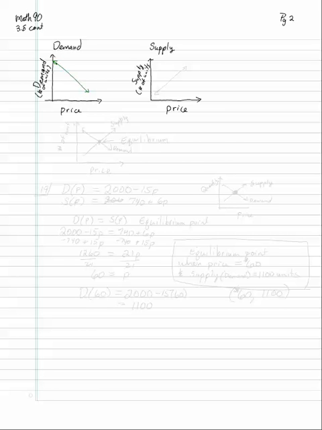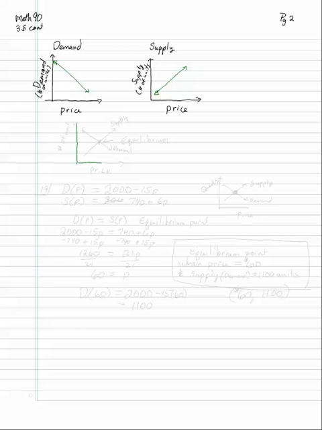And supply works the other way. If the price is real cheap, businesses don't have the incentive to make so much because you're not going to make a lot of money. But as the price goes up, they're going to want to make more and more, so the supply increases. So they have inverse relationships, the supply and demand.